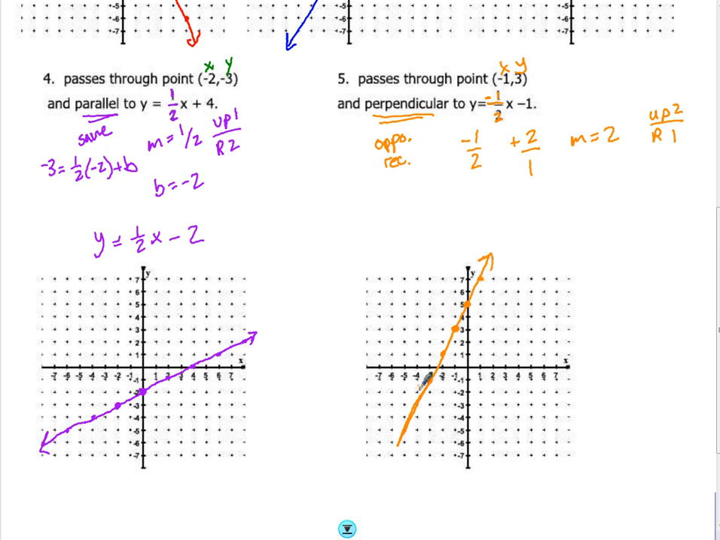Okay, and where do I cross my y-axis? I can find it algebraically or graphically, and I get a y-intercept of 5. So y is equal to 2x plus 5.